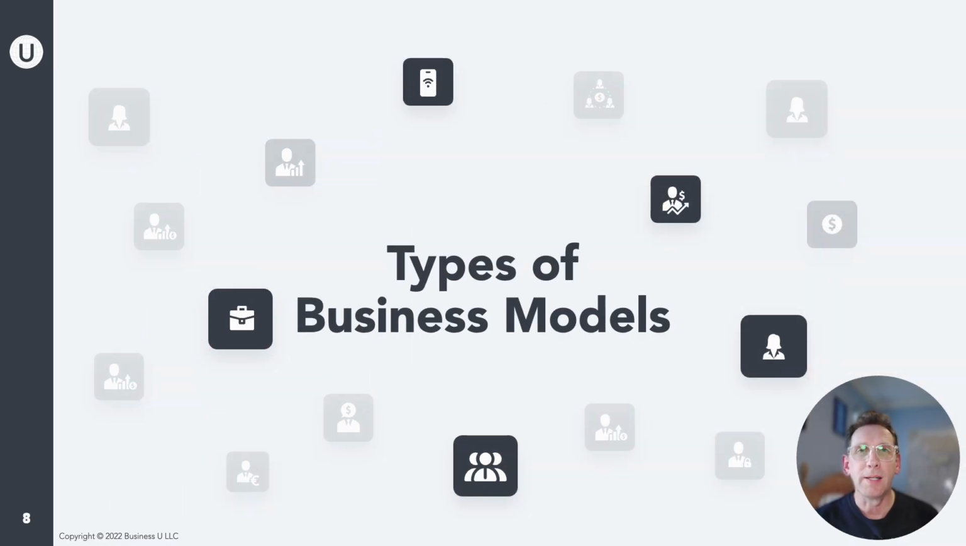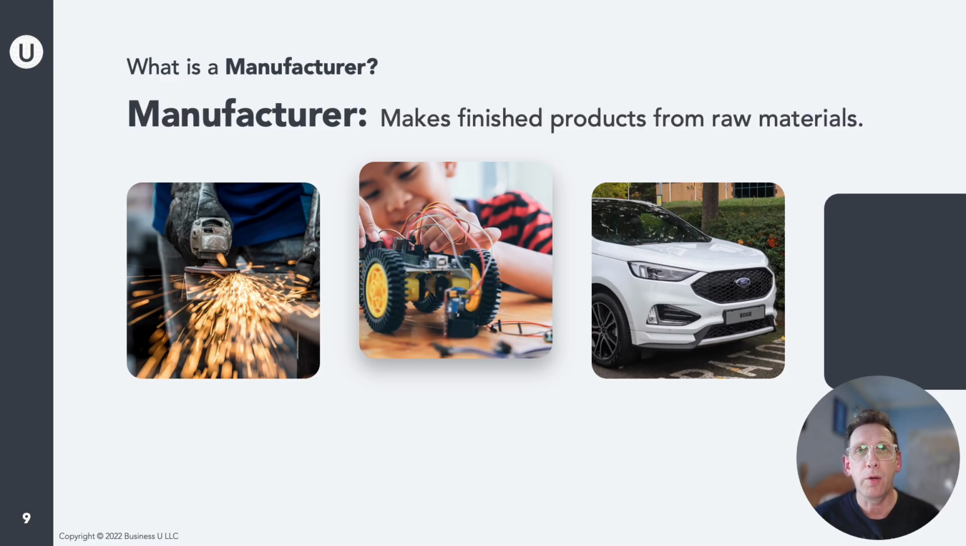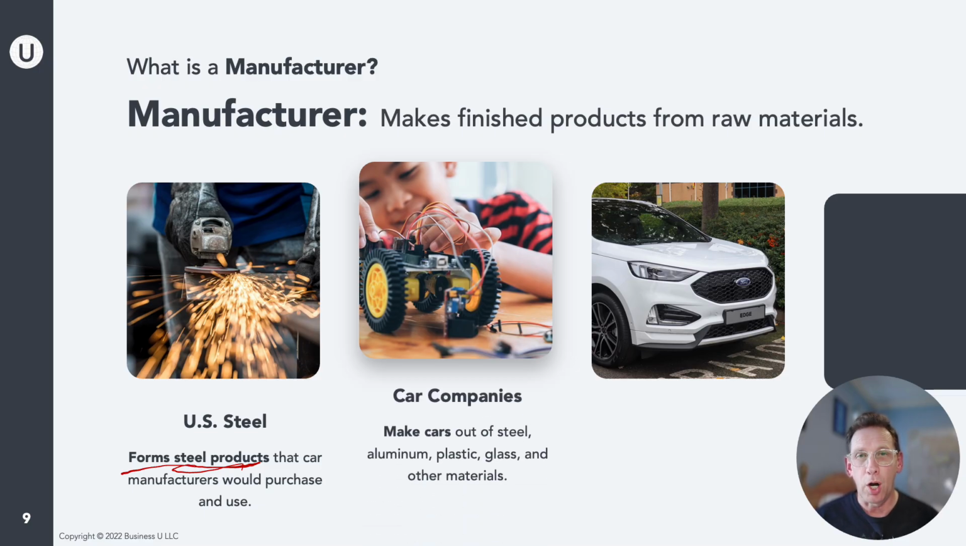All right, so let's talk about different types of business models. We're going to start off with a manufacturer. Now, a manufacturer is somebody who makes stuff, right? So they make finished products from raw materials. Now, an example is U.S. Steel. They take steel products, they form the steel products that car manufacturers would then purchase to use when they are building their car. Car companies then make the cars out of steel, out of aluminum, plastic, glass, and other materials.